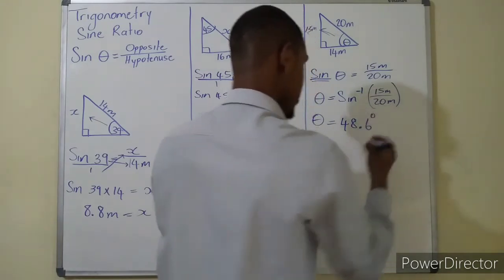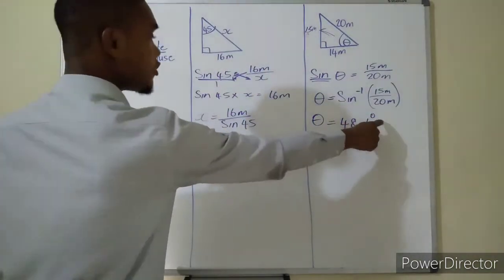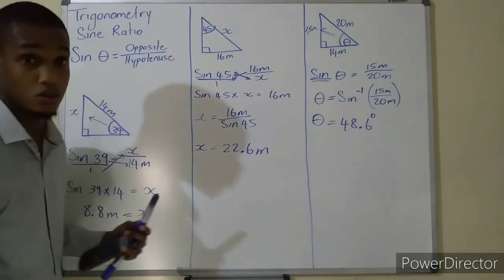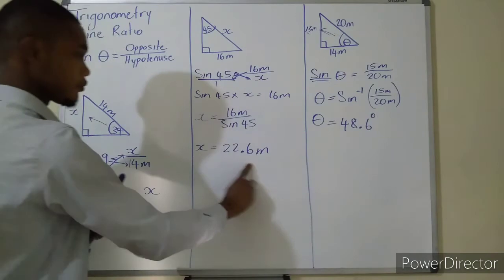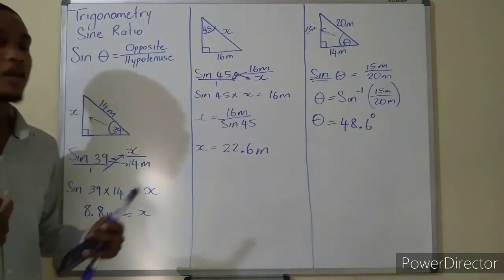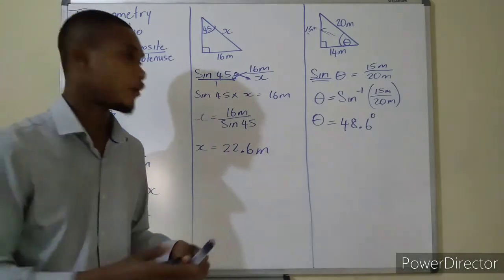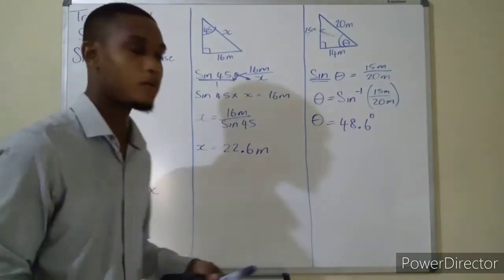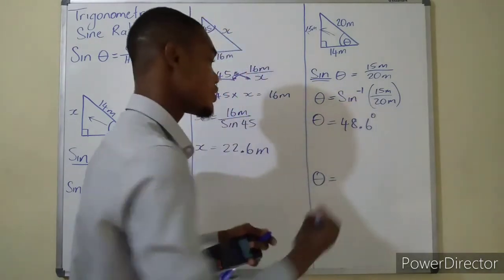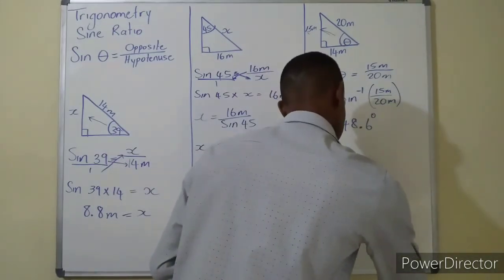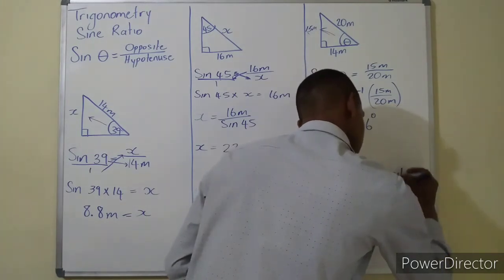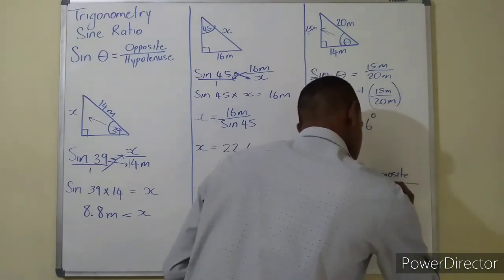48.6 degrees. So once it's an angle, it's degrees. When it's a side, it's whatever unit you were given. So for an angle, degrees, and for others, it's based on the unit. So I'll just give you the transposed formulas now. Once you are finding the angle, you simply need to have sine inverse of the opposite divided by your hypotenuse.